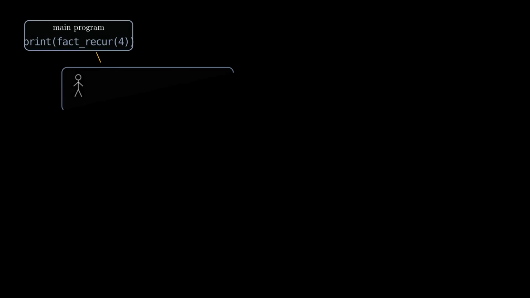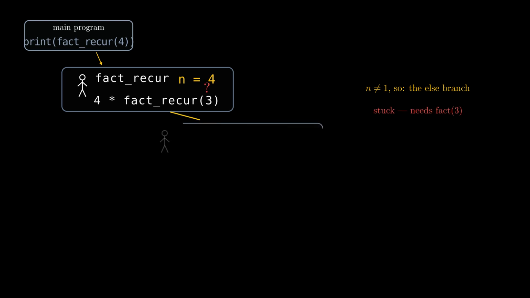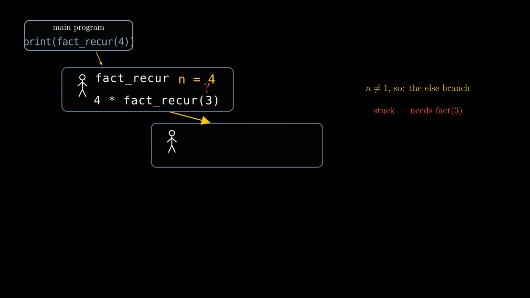A new person steps forward. Their name is fact_recur and their n is 4. With n equal to 4, they take the else branch, so they owe their caller 4 times fact_recur of 3. And they do not know factorial of 3. They call someone new. A second environment also named fact_recur with n equal to 3.